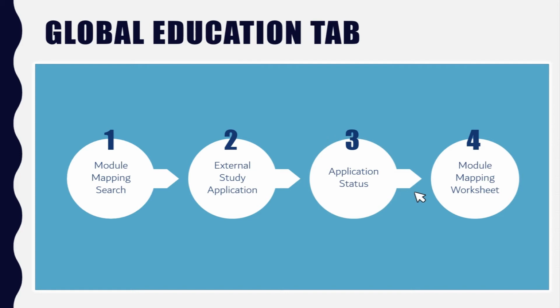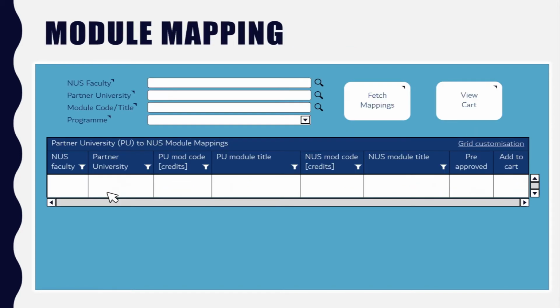Let's enter into the Module Mapping Search function, which is the focus of our project. In this tab, search criteria include the module code, module title, and program, as opposed to simply faculty and partner university in the current myISIS design.